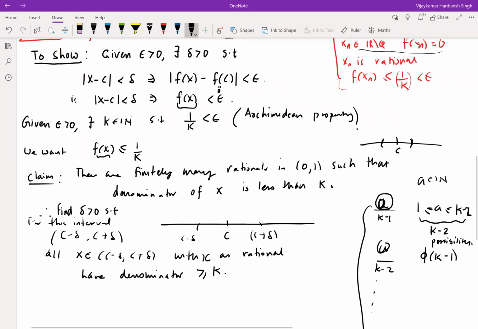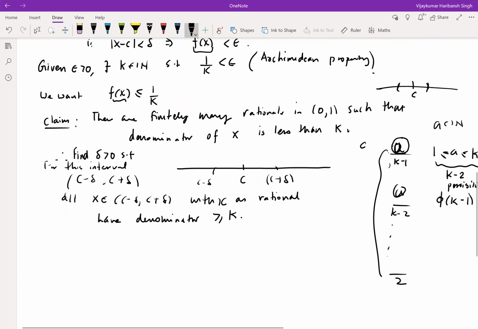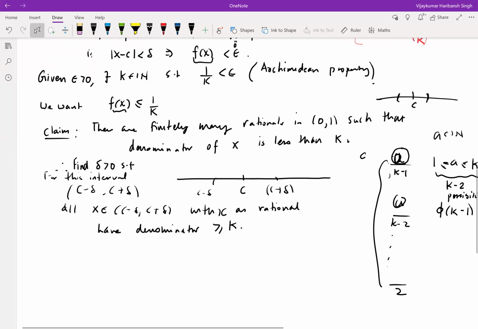And that can be arranged, right? Because these are finitely many. You have C, and then you have finitely many numbers. So you choose the smallest distance between C and these numbers and call that delta. So none of them will be in the neighborhood of C of length less than delta. Okay, so therefore we have the following.